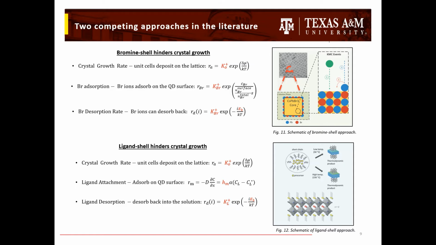On the other hand, the ligand shell approach says that the crystal is aggregating as the unit cells grow, but instead of bromine, the ligands, which are in the precursor solution itself, form a shell around it on the crystal surface, as you can see from the yellow dots over here. These ligands are not bound chemically, but more loosely bound and can dissolve back into the solution. This desorption back is given by the binding energy of the ligands.